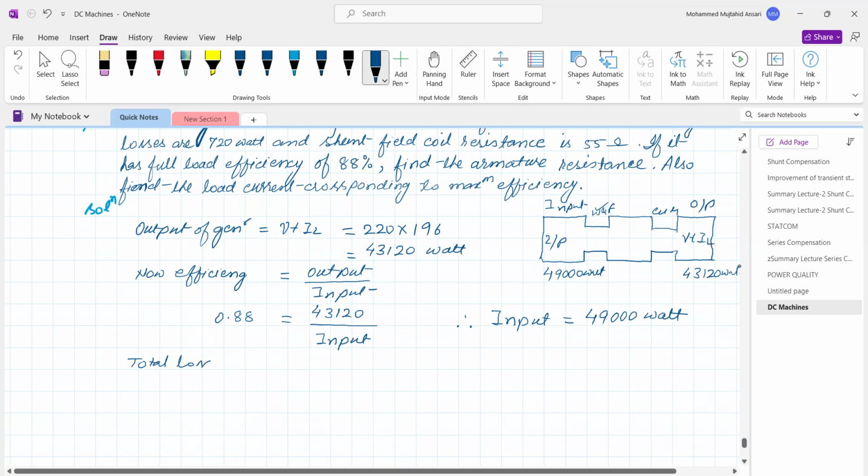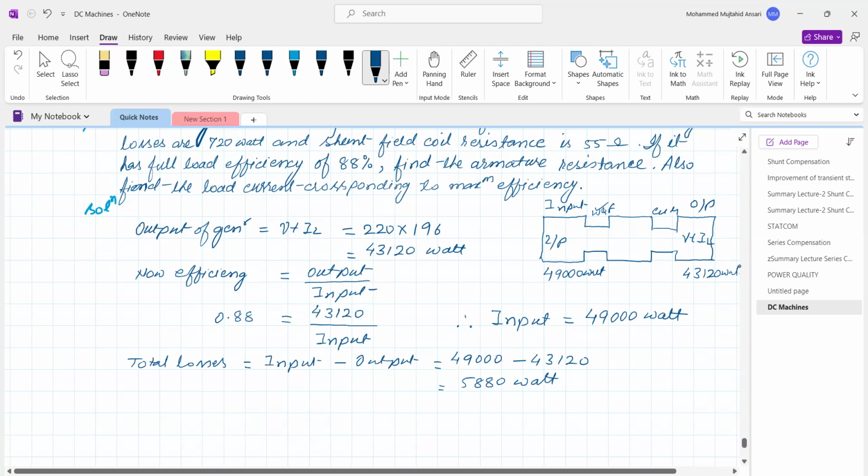So you can calculate the total losses. Total losses is equal to input minus output of the generator, which is equal to 49,000 minus 43,120. So it comes to around 5,880 watt. This much is the total losses in the machine.